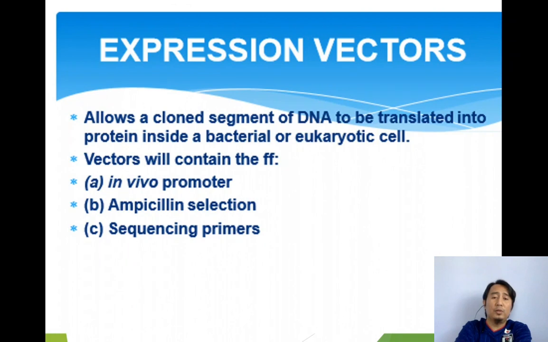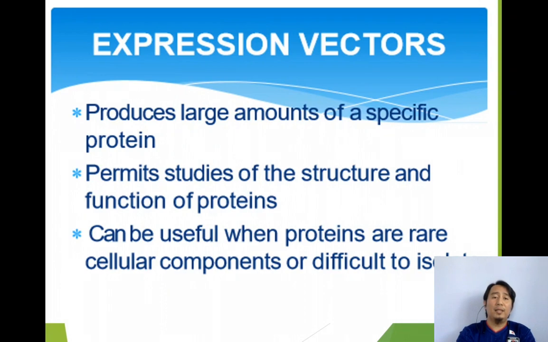Okay. Next, we go to the expression vector. Okay. Allows cloned segments of DNA to be translated into protein inside bacteria or eukaryotic cells. Okay. So, the vector will contain an in vivo promoter, ampicillin selection marker as well as sequencing primer. Sekarang ni kita nak pilih vector lah. So, the vector produces a large amount of specific protein, permits studies of the structure and function of protein, can be useful when the protein is a rare cellular component or difficult to isolate.